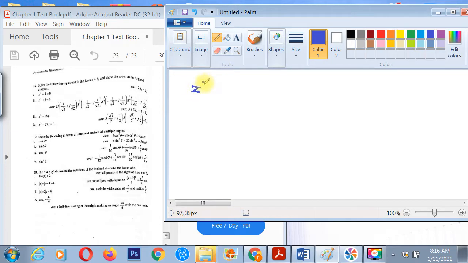Okay, if we have z square plus 4 equals to 0, so what should we have? First we need to draw. If we want to draw, we need it in terms of a plus bi, right? So now what is the value here? The value here is z equals to, you need to modify first, minus 4. Okay, minus 4.